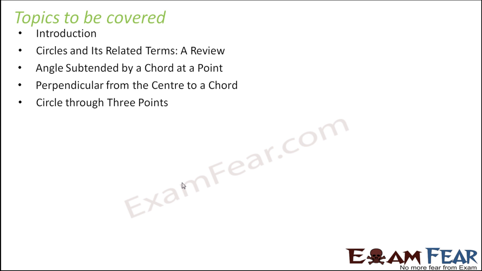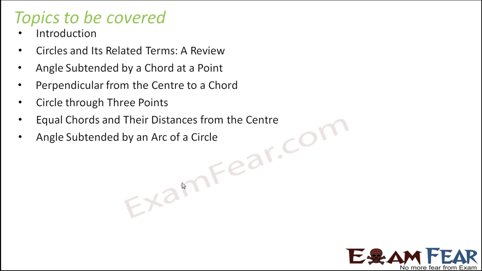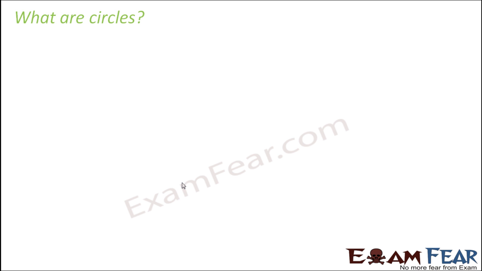We'll try to draw a circle from 3 points. You'll see that the equal chords and their distance from their centers, they are equal. We'll see that. We'll also see angles subtended by an arc of the circle. We'll understand the concepts of cyclic quadrilateral, and finally we'll go for a quick summary. Let's start our chapter with the definition.